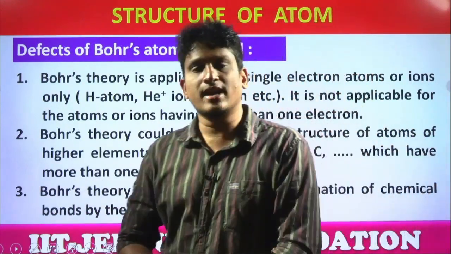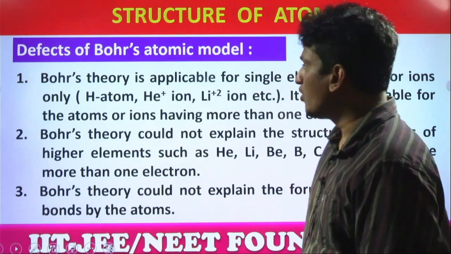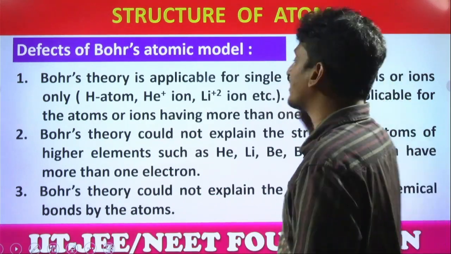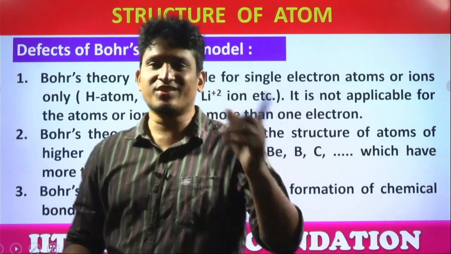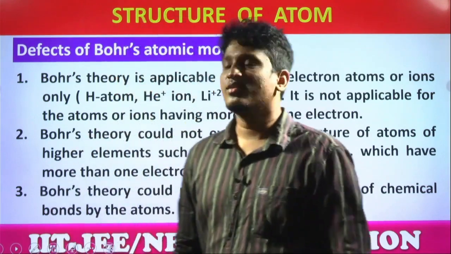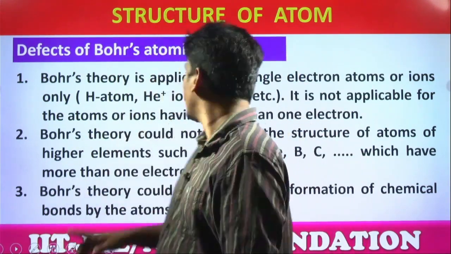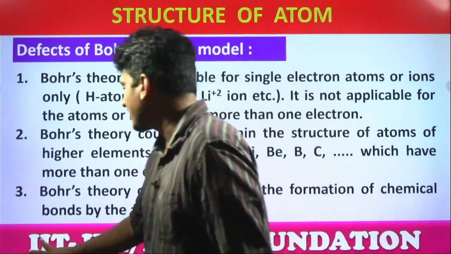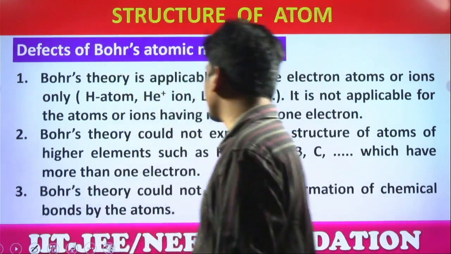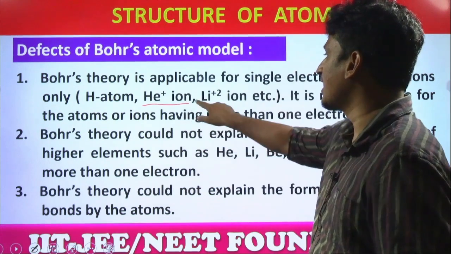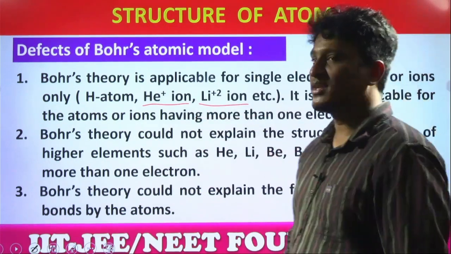Is this model of atom correct? Look here. Bohr's theory is applicable for single electron atoms only. What is the atom with a single electron? Hydrogen. Yes or no? So this model of atom is applicable only for hydrogen-like species. Look here, He plus 2. How many electrons does it contain? Sorry, not He plus 2. He plus, 1 electron. Li plus 2, 1 electron. Be plus 3, 1 electron.